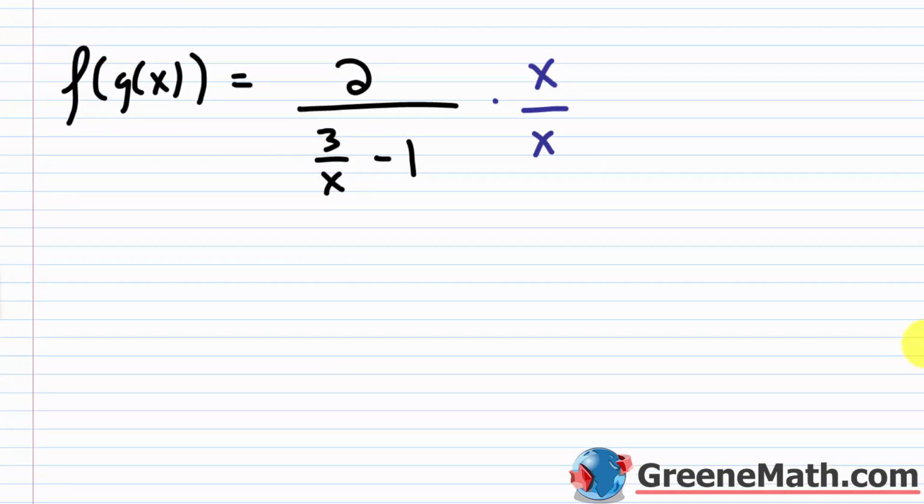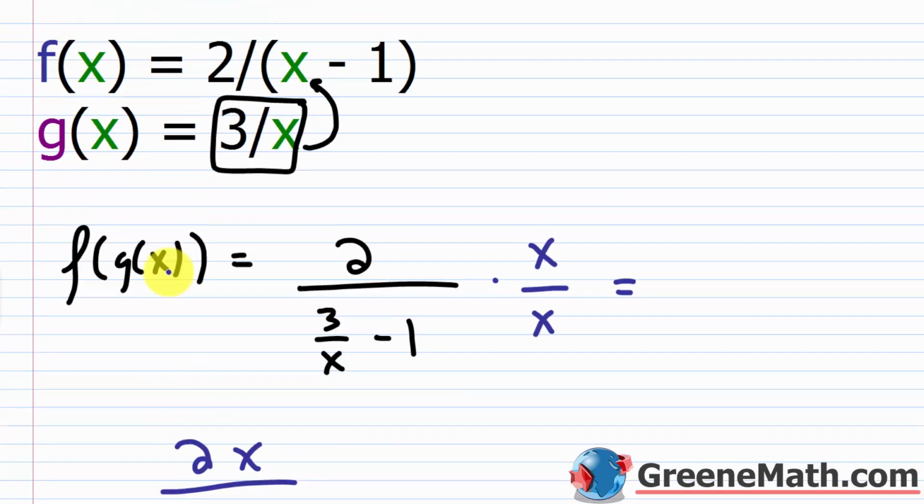And let me scroll down and get some room going. This would give me what? It would give me 2x in the numerator over x times 3 over x would be 3, and then minus x times 1 is just x. So you get 2x over 3 minus x. Now, if I want to think about the domain of this guy, again, if I go back up, the inside function g of x equals 3 over x. So that's not defined where x is 0. Okay, so x can't be 0.